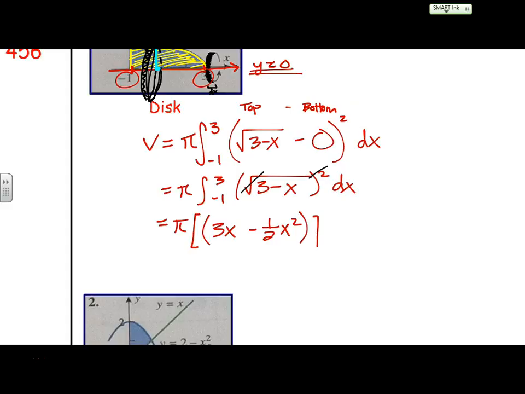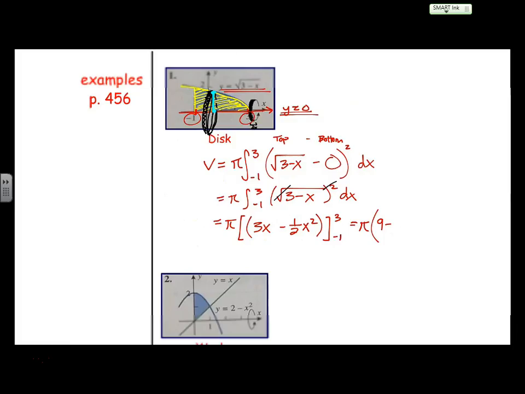I am evaluating those from -1 to 3 because of the fundamental theorem of calculus. Antiderive, plug in b, plug in a. So I'm going to go ahead and plug in 3. 3 times 3 is 9. 9 minus 3 squared is 9, over 2 is 9/2. We'll just leave it at that. That's f of b minus plugging in -1. I get -3 minus 1/2.